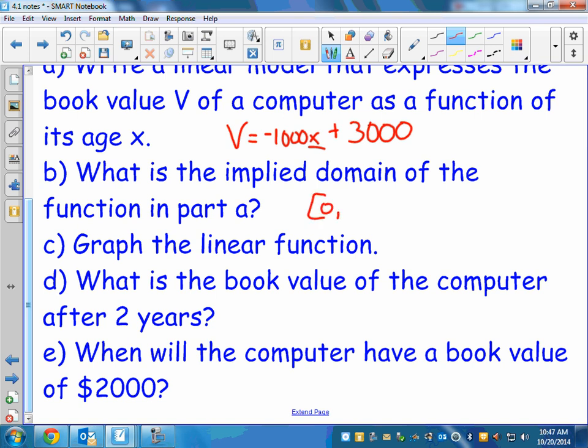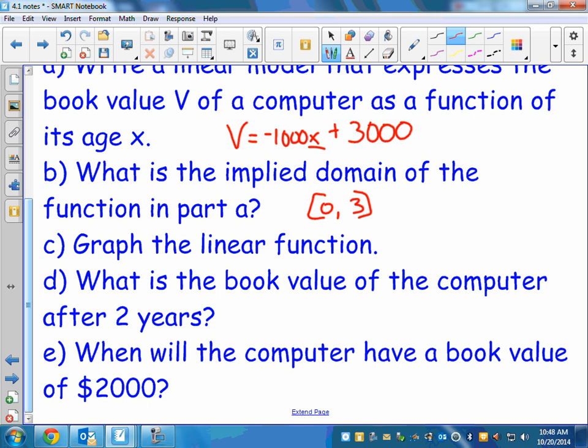And when is this function over? Like, when am I to $0? 3 years. Because after 3 years, we're not going to say it's a negative amount, right? So we're going to say the implied domain is from 0 to 3. And it says implied because they don't really tell you that, but you're really just looking at those 3 years.